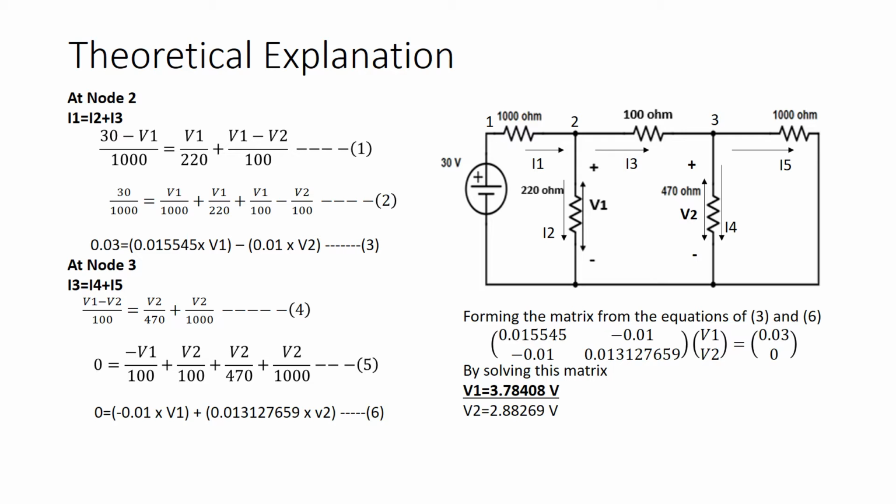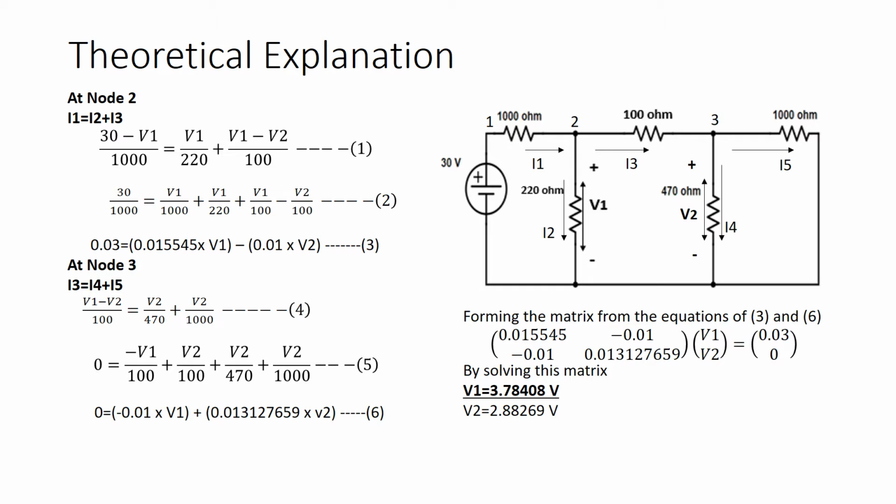So, that equation becomes 0.03 is equal to 0.0155 into V1 minus 0.01 into V2. V1 is the voltage across the 220 ohm resistor and V2 is the voltage across the 470 ohm resistor. But here our main consideration is to find V1, that is the voltage across 220 ohm.